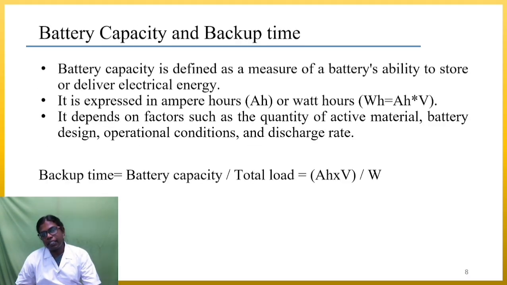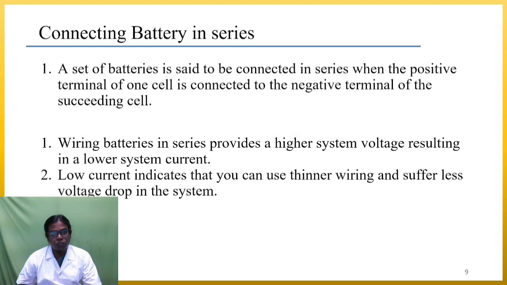Battery capacity is defined as the measure of a battery's ability to store or deliver electrical energy. It is expressed in ampere hours or watt hours. It depends on factors such as quantity of active material, battery design, operational conditions and discharge rate. Backup time equals battery capacity divided by total load, that is ampere hour times volt divided by total load in watts. This is the backup time calculation.